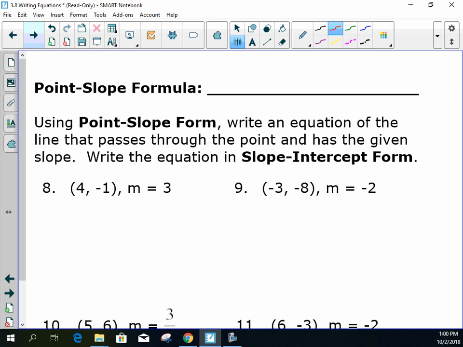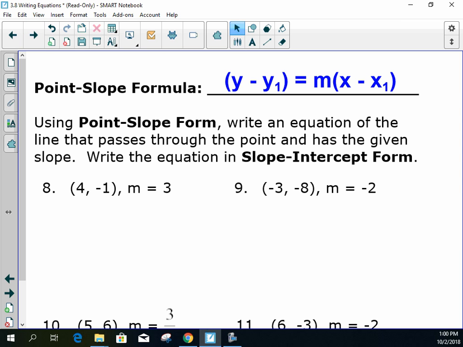Okay, point slope form. This is point slope form. Now, like I said, we're taking all the information that you've already learned and we're trying to make connections. Okay? So you already have enough information to do this. But let's go through it together, okay?